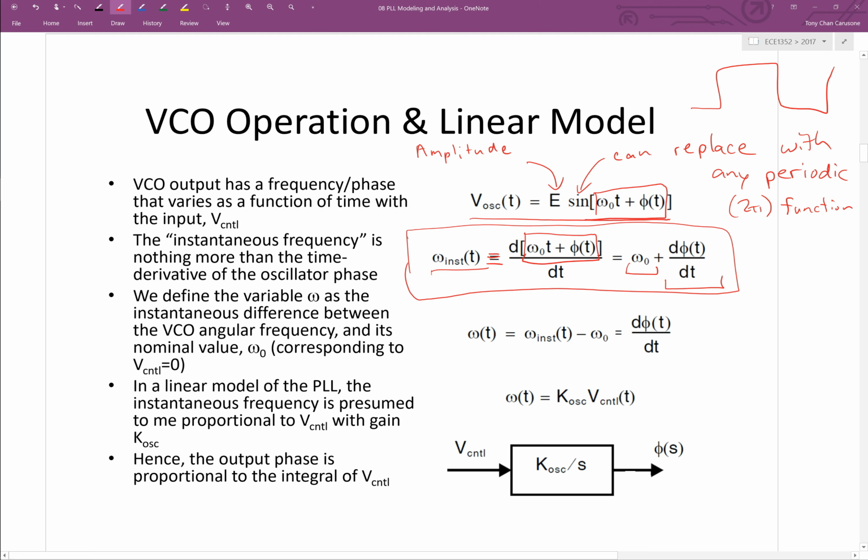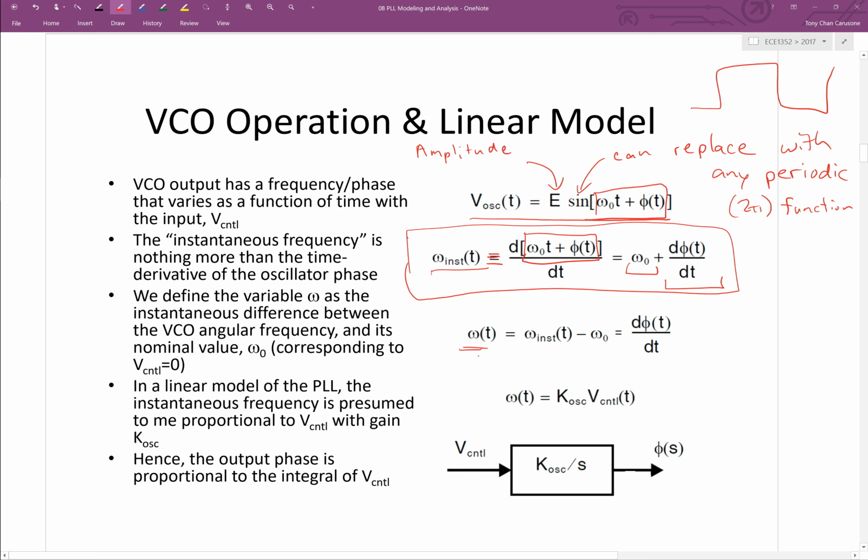So omega instantaneous is the total number. Let's say the nominal frequency is 1 gigahertz, but it happens to be oscillating at 1.1 gigahertz. Okay, so omega instantaneous is 2 pi times 1.1 gigahertz. But we're going to define omega simply as the difference between the nominal frequency, 1 gigahertz, and what it's instantaneously running at. So in this case, for the numbers I gave, omega would be 2 pi times 100 megahertz, 2 pi times 0.1 gigahertz. So it's basically that deviation.